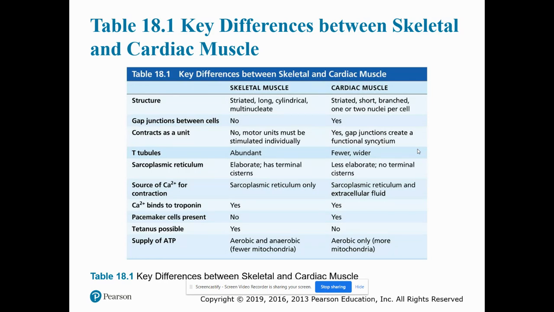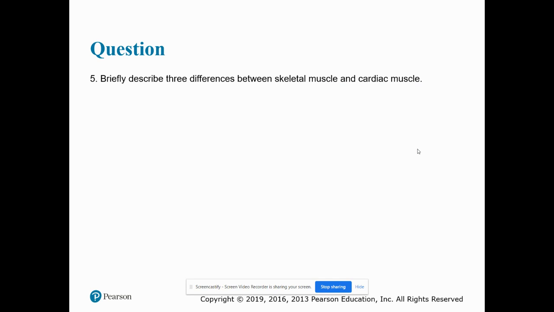This table is just again showing some of the differences between skeletal muscle and cardiac muscle. And then here's your question, which is briefly describe 3 differences between skeletal muscle and cardiac muscle. I should have put on here, but I didn't, that I didn't intend for the descriptors. In other words, don't give me an answer like skeletal muscle is long and cylindrical and cardiac muscle is short and branched. I'm looking more for physiological differences. That's all I have.